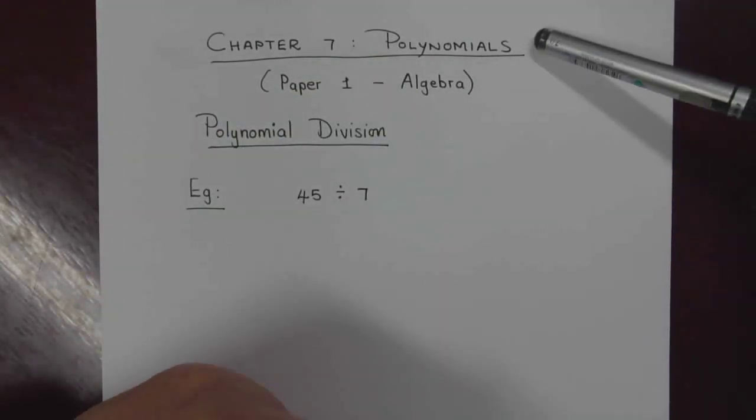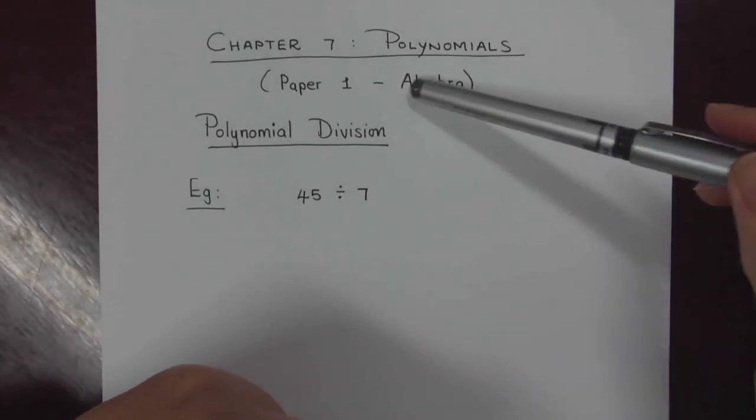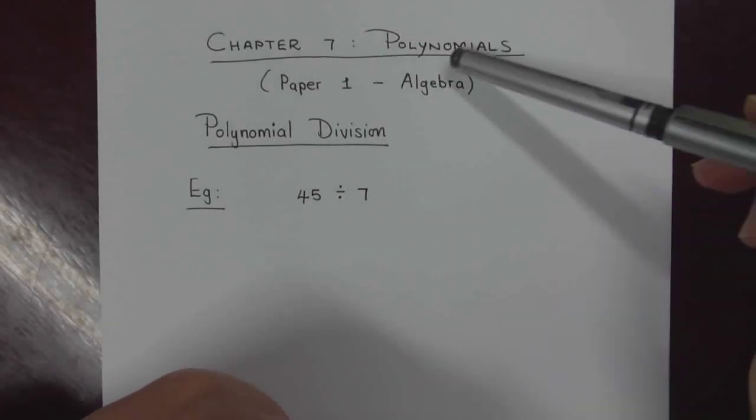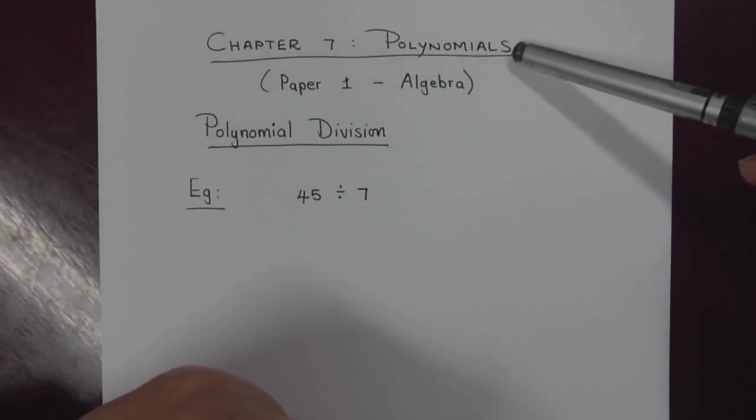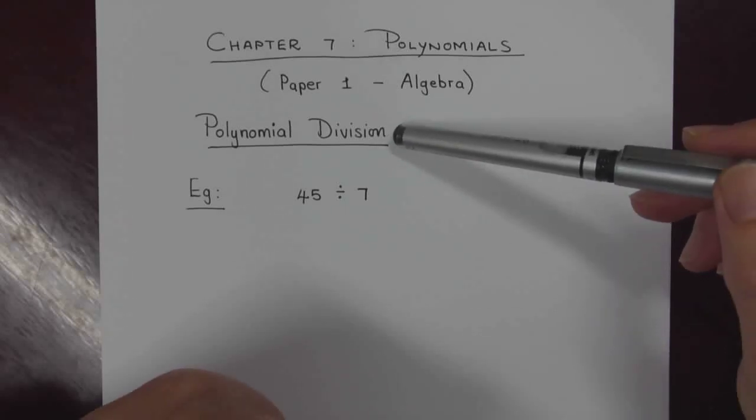Specifically, it's a brand new chapter. It's under paper 1, so we're back to our paper 1 book, and it falls under algebra. The chapter is called Polynomials. That's in your Classroom Mathematics textbook. And specifically today we're going to talk about polynomial division.